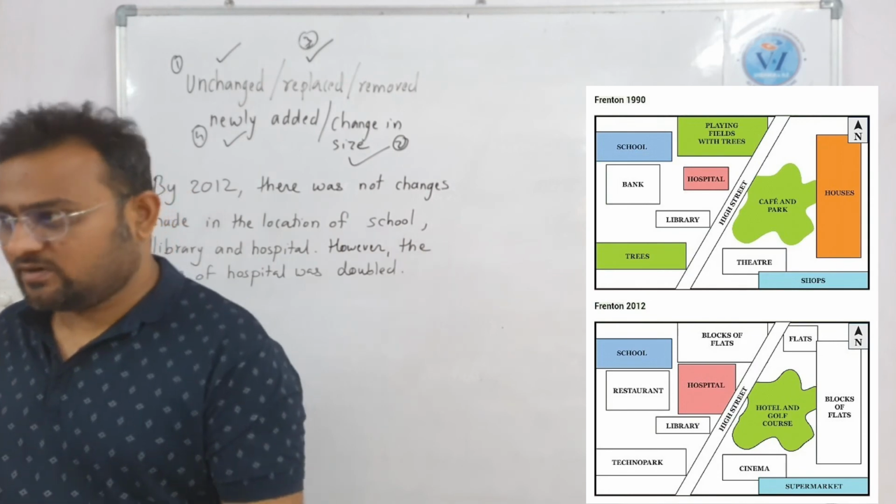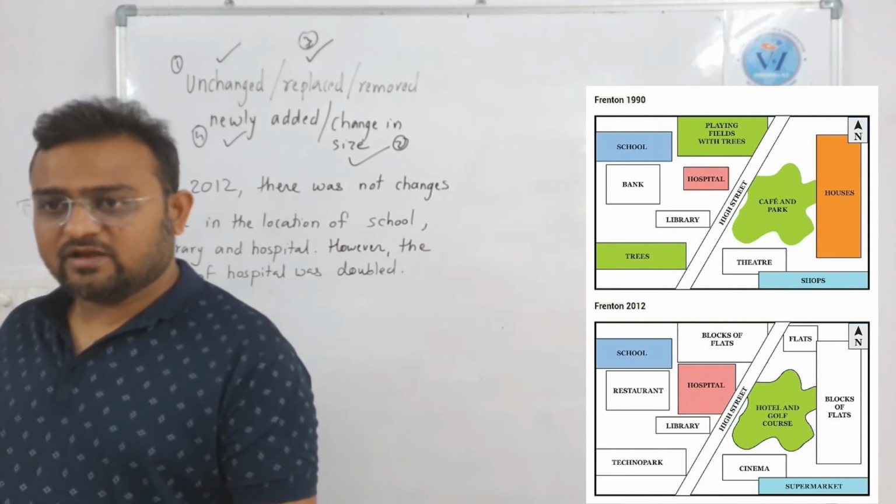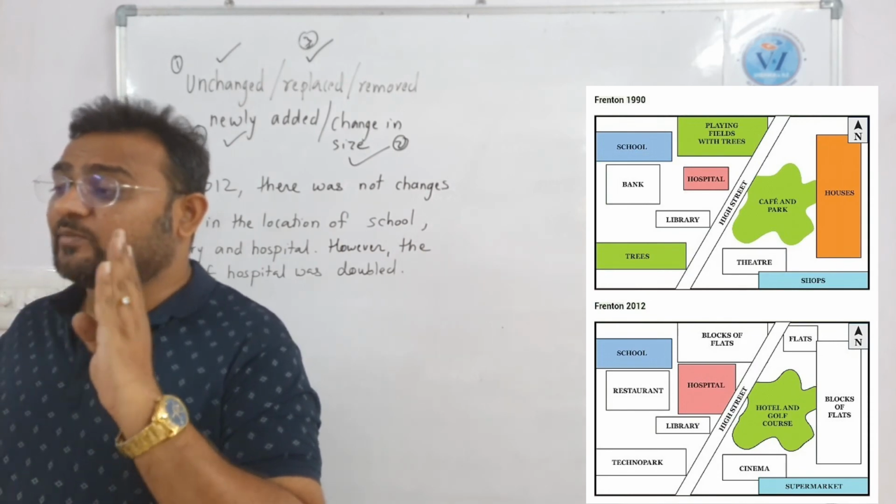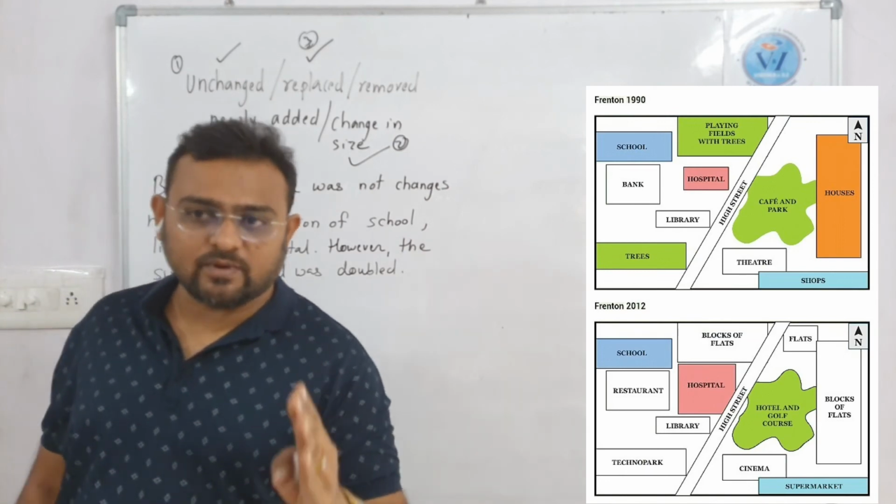Okay, more than doubled. Clear? Then see, if you are writing more than, it will be more than double, not doubled.